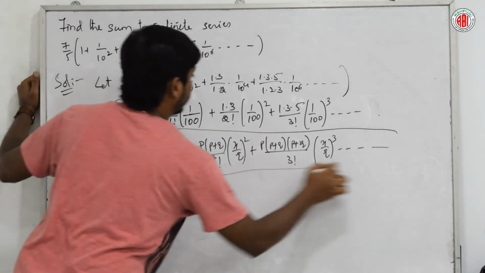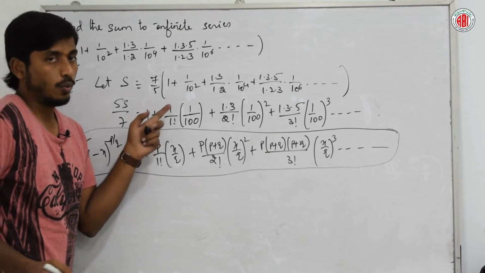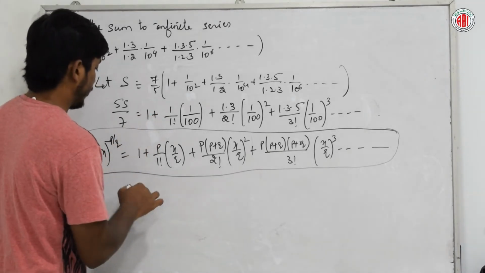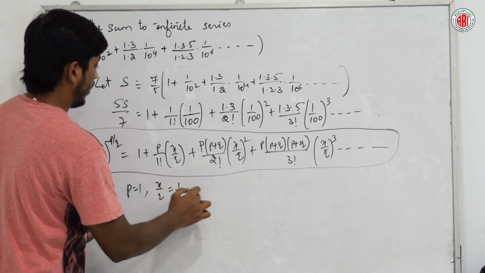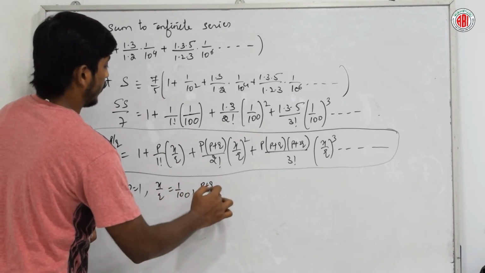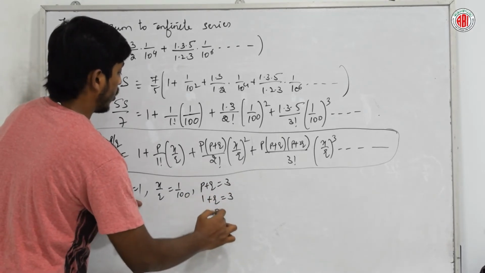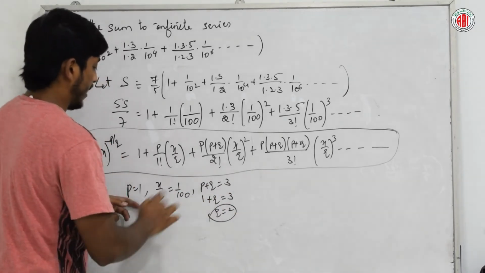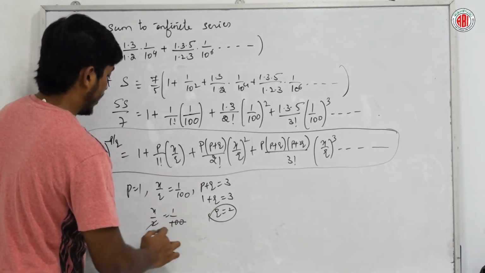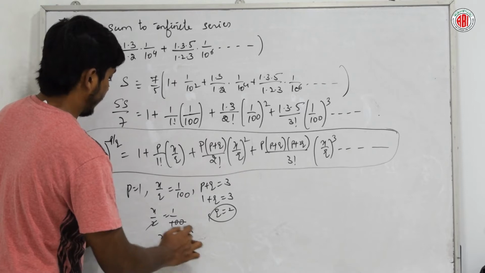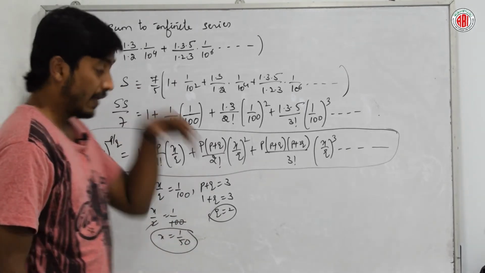Is it right? Now if you observe, what is p here? 1. Here p is 1. What is x by q? That is 1 by 100. What is p plus q? That is 3. P is 1, obviously q will be 2. From that, x by 2 is equal to 1 by 100. The value of x will be 1 by 50. Clear? I got the value of p, x and q.